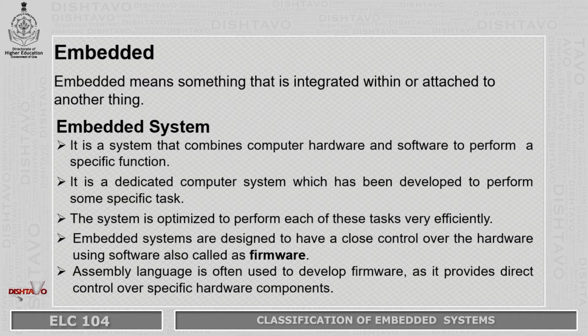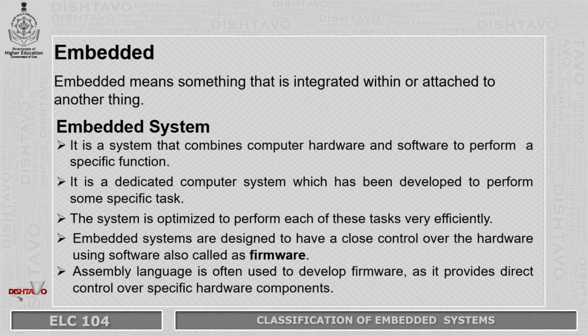So first we'll see what is meant by the word embedded. Embedded means something that is integrated within or attached to another thing. So an embedded system is a system that is designed by combining computer hardware and software to perform a specific function. It is a dedicated computer system developed to perform certain specific tasks. And since embedded systems are designed to perform certain specific tasks, the system is optimized to perform very efficiently.